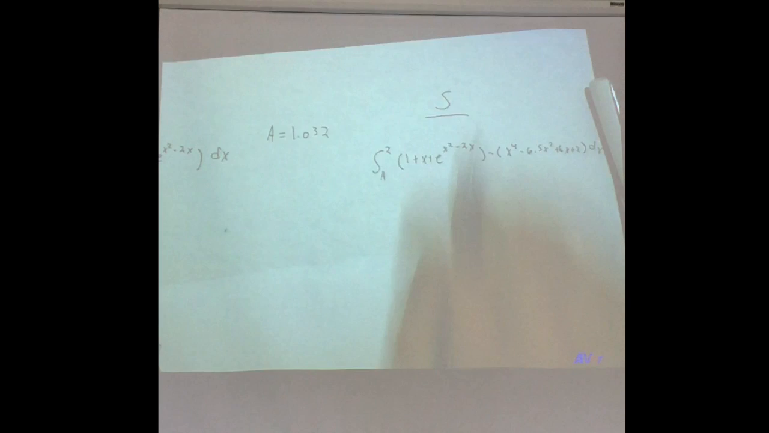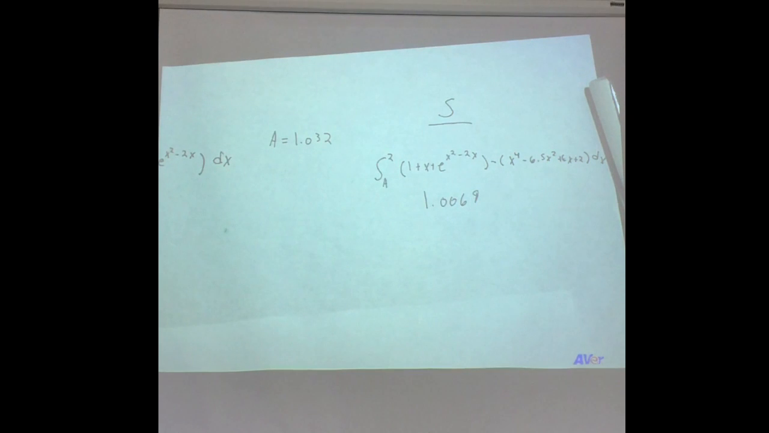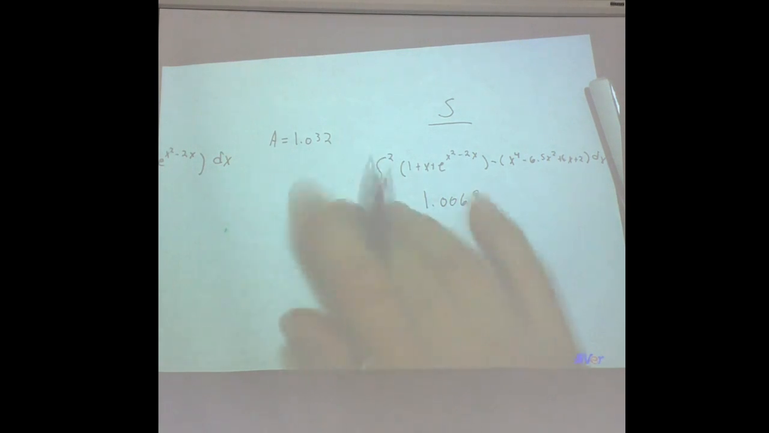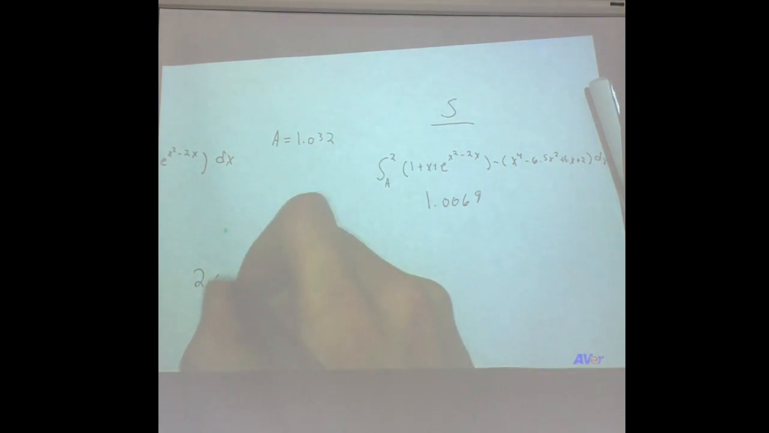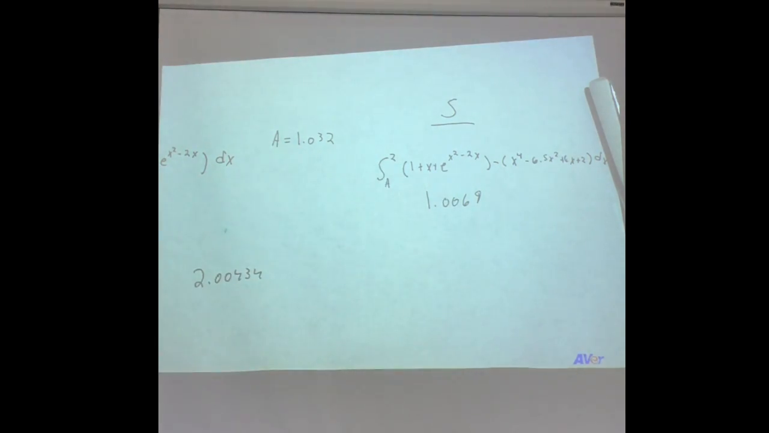so we have 1.0069, and then we add our two sections together, and that brings us to our answer of 2.00434. And that's our answer for part A.